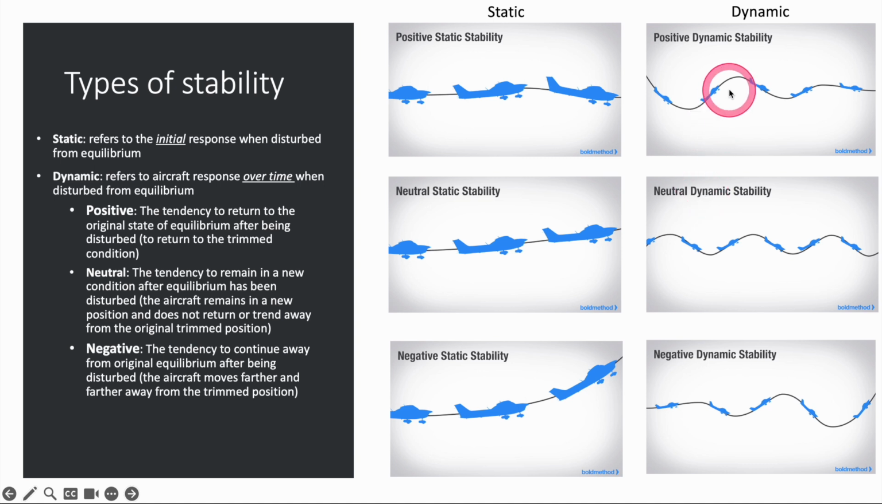The types of dynamic stability, it's really the same principle, but these are prolonged, or they occur over a longer period of time. So positive dynamic stability is initially there's a disruption and the plane has a few oscillations and returns back to equilibrium. Neutral dynamic stability is that it continues oscillating and it doesn't get worse, it doesn't get better, it continues in the same relative path. And then negative dynamic stability is that these oscillations actually get worse and worse and worse.